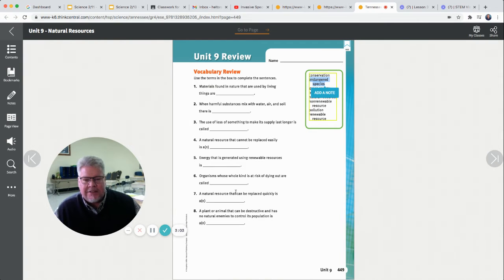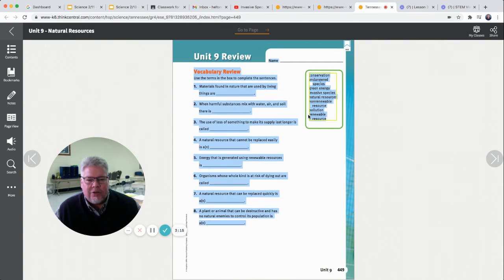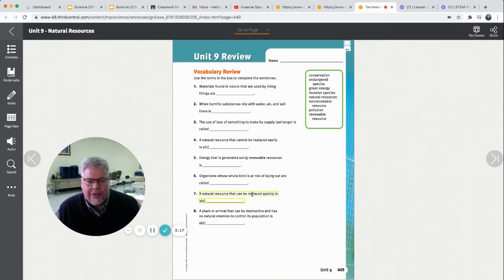Endangered species. Number 7, a natural resource that can be replaced quickly. That's that renewable. Where's it at? There it is. Renewable resource. You can replace them quickly. A tree, for example. You can plant another tree.